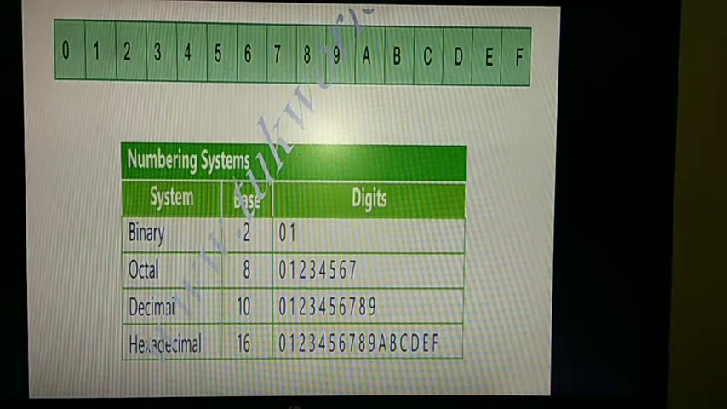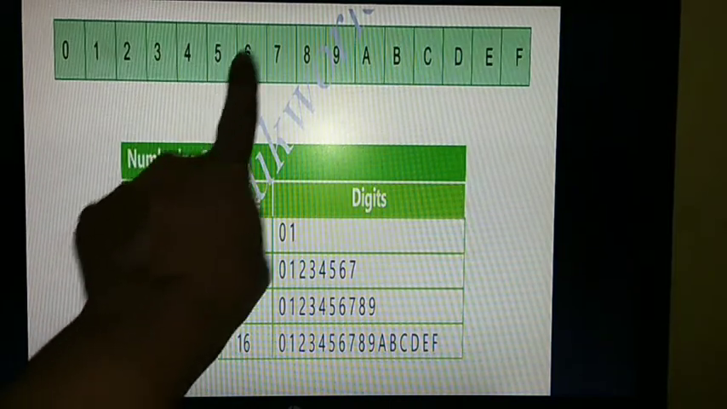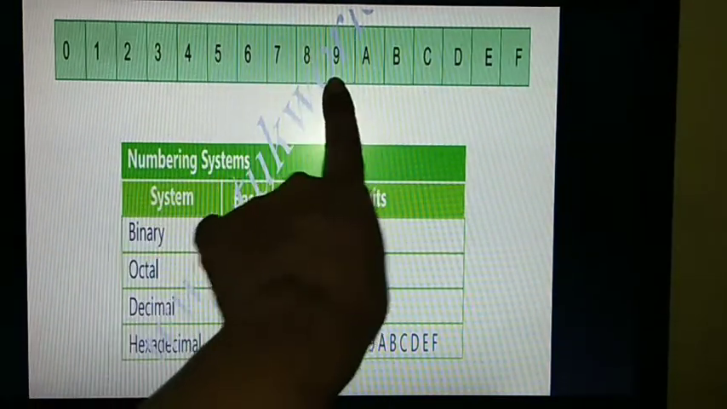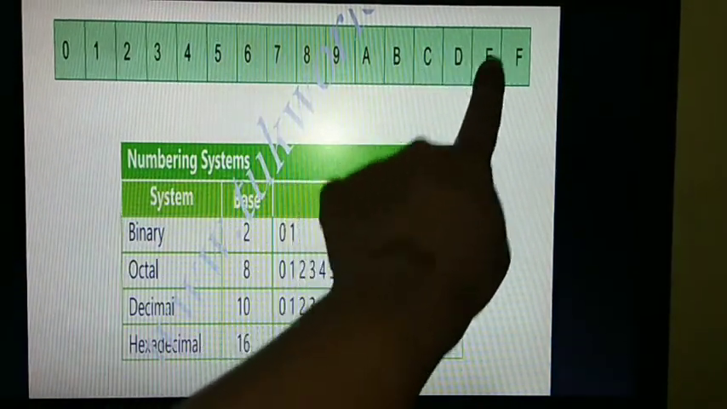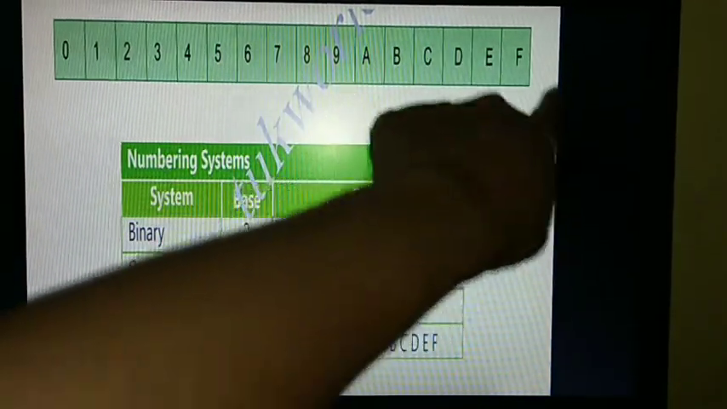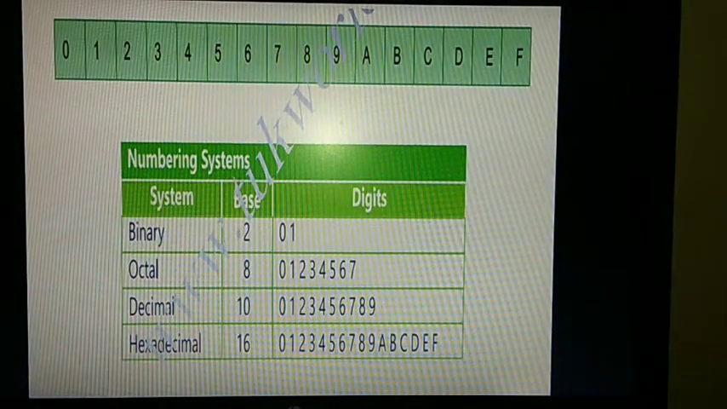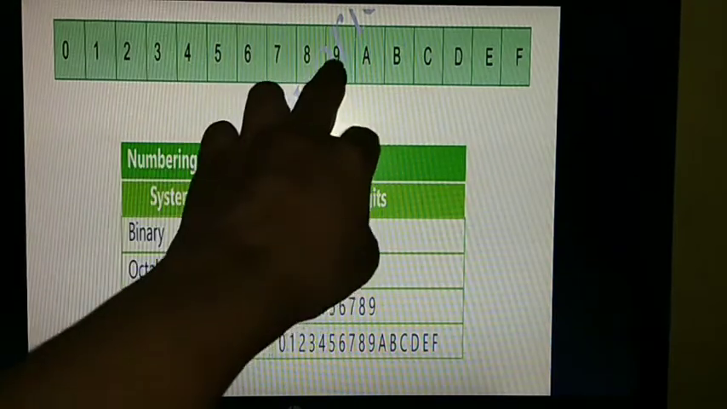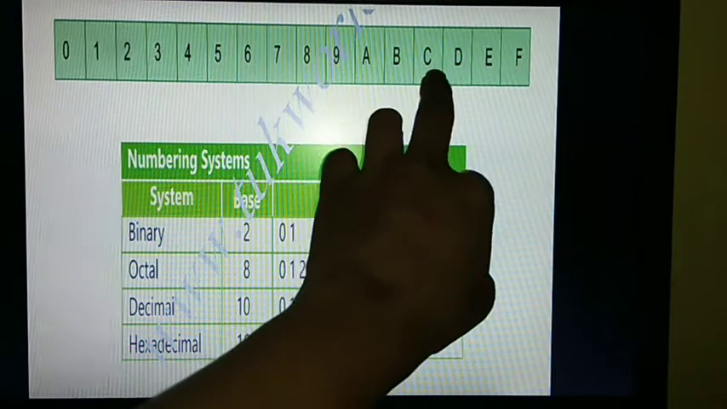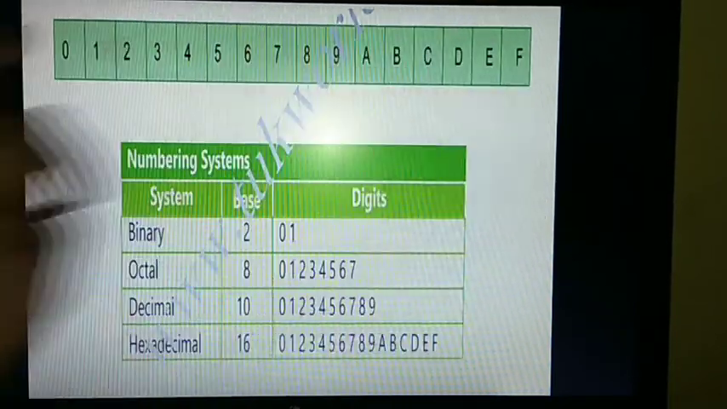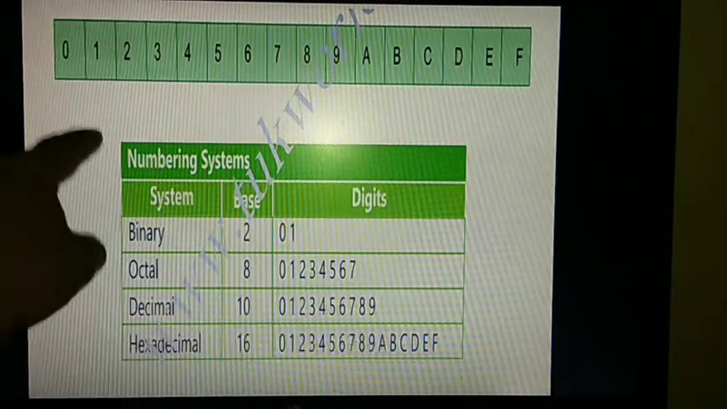In this way it is represented: 0, 1, 2, 3, 4, 5, 6, 7, 8, 9 decimal numbers, and then A, B, C, D, E and F alphabets. The whole combination is your hexadecimal number system. After 9, the numbers for the alphabets are 10, 11, 12, 13, 14, 15. Cleared? Now you see the number system format over here.